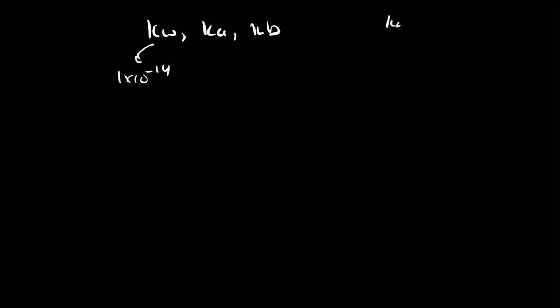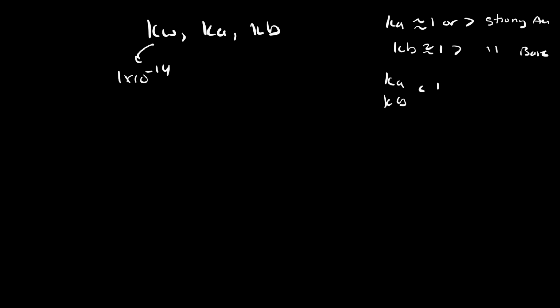So remember, if Ka is around 1 or bigger, and same thing with Kb, then those are going to be our strong acids and bases. Similarly, if Ka and Kb are smaller than 1, and extremely small, that's the two arrows there, we're going to say that's a weak acid and weak base.